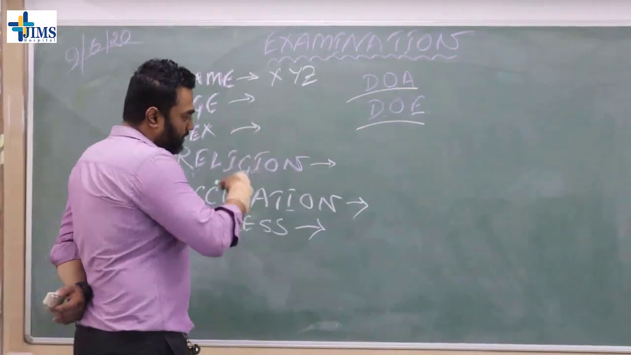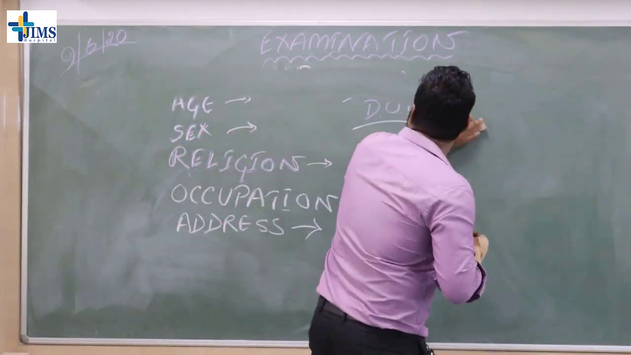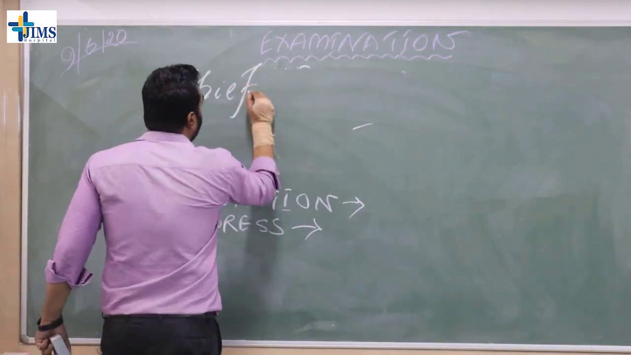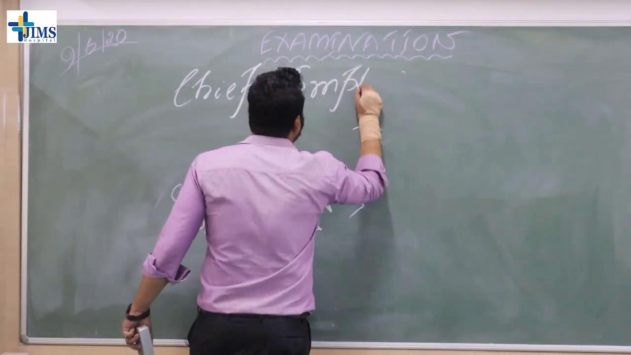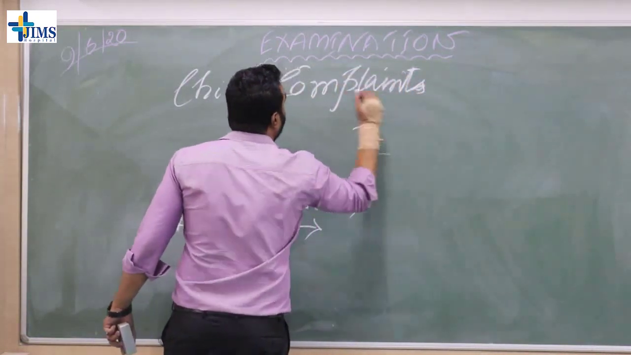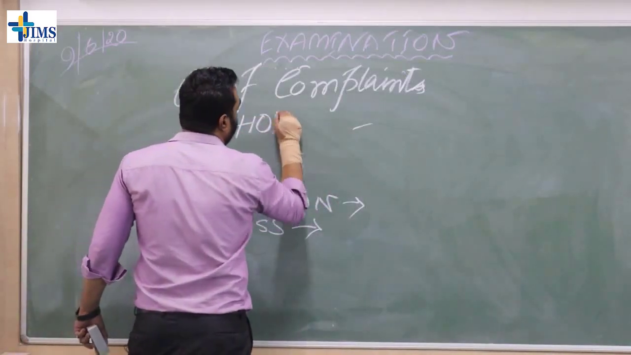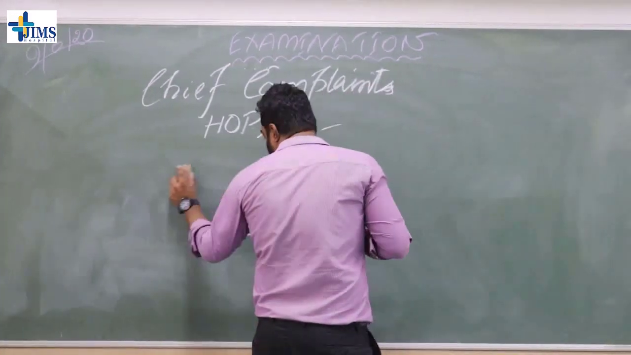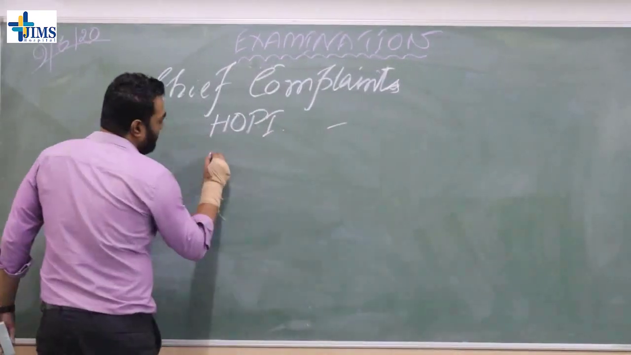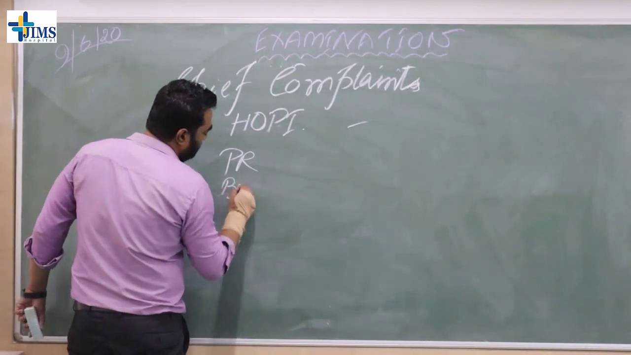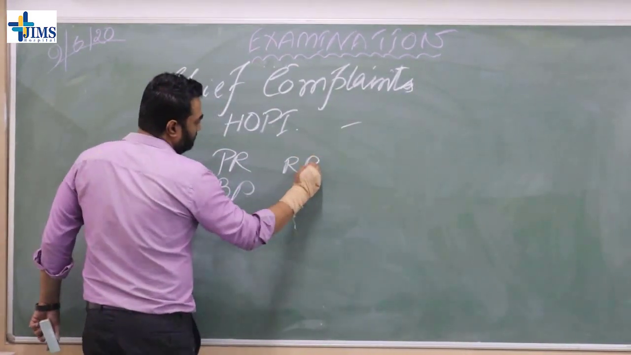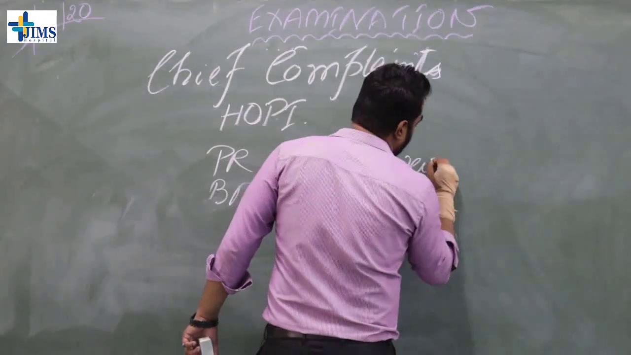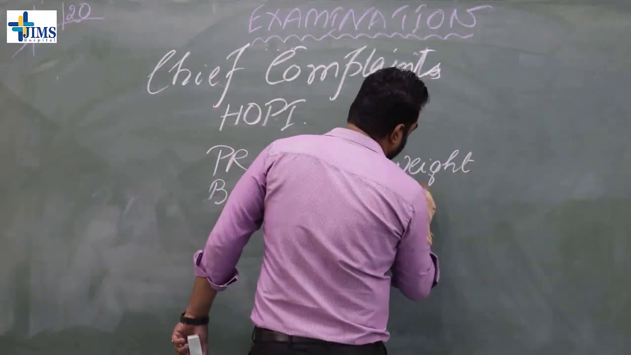After this data, we go back to taking chief complaints, and history of present illness, HOPI. After that, we do some general vital examination like pulse rate, BP, respiratory rate and temperature, along with weight and height of the patient.